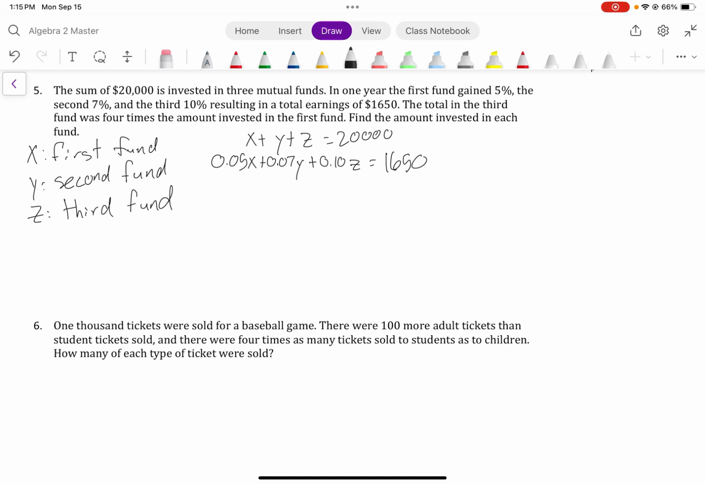That should equal $1,650. Now this next sentence right here, the total in the third fund was 4 times the amount invested in the first fund. This is where it gets kind of annoying. There's no mention of the second fund whatsoever, which means there's going to be 0 Y.